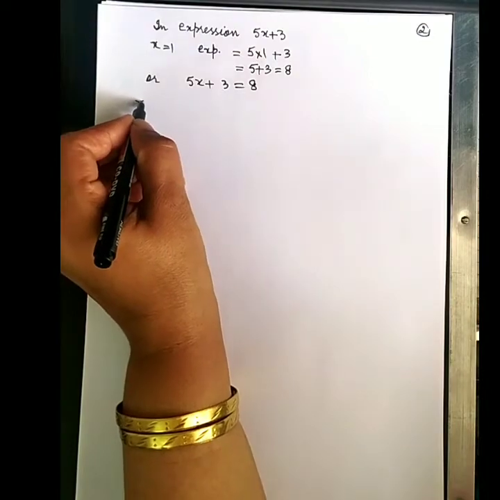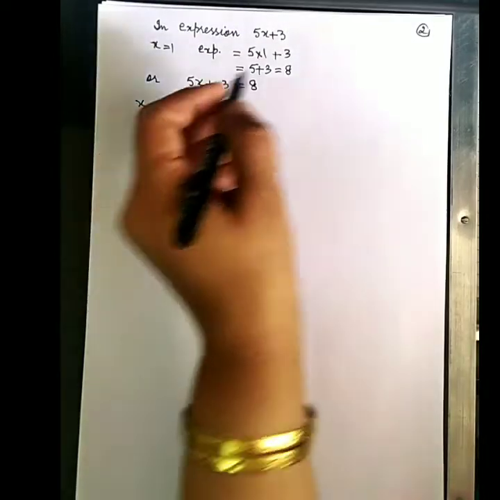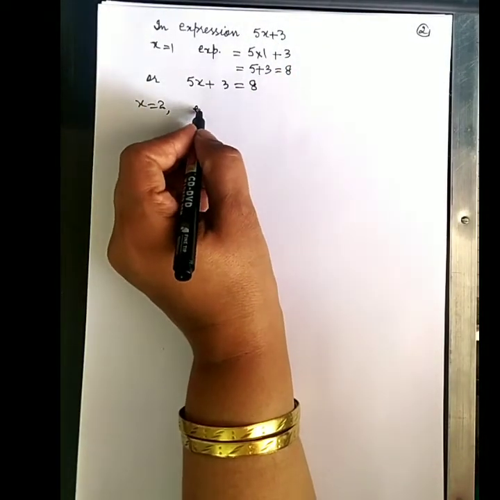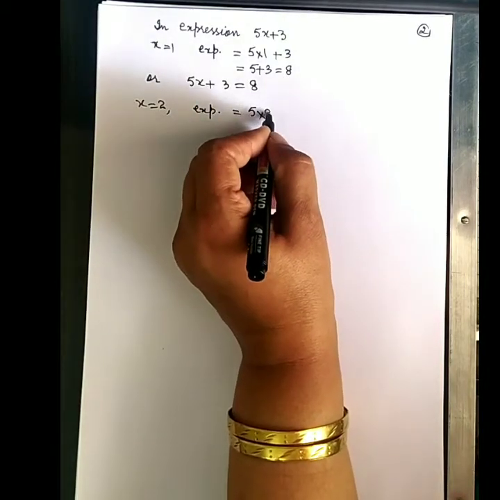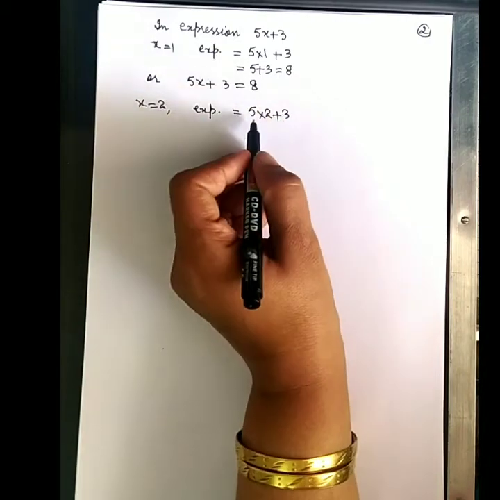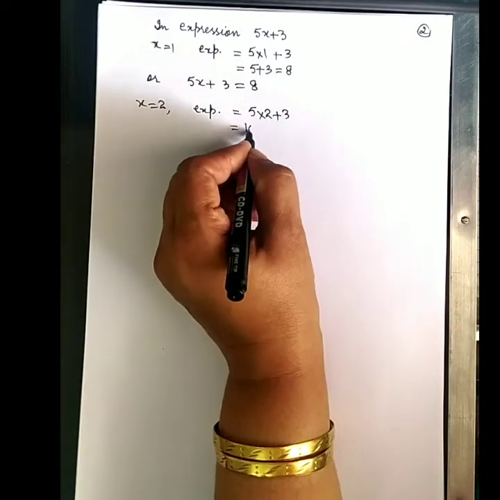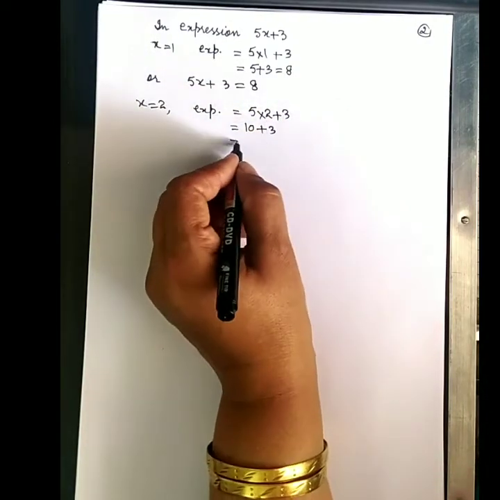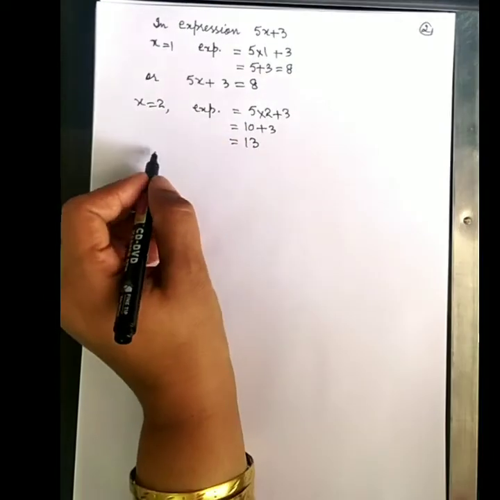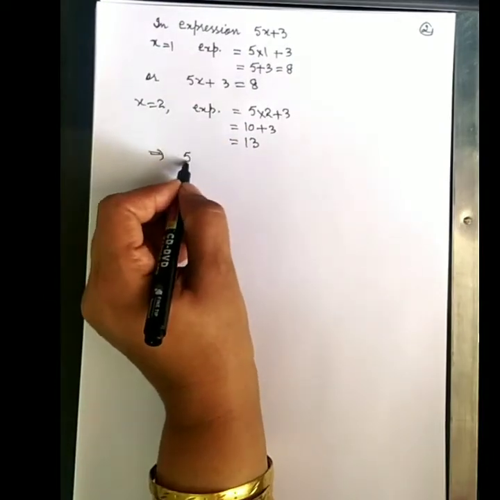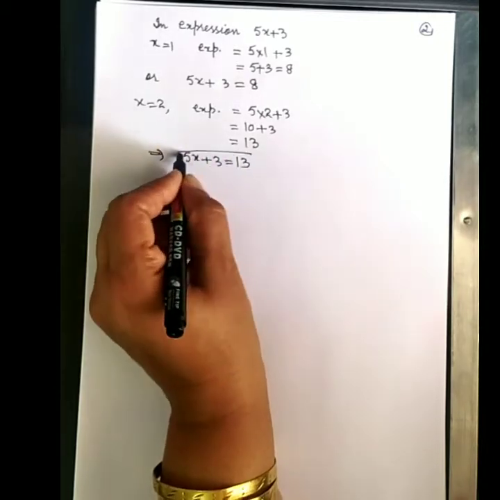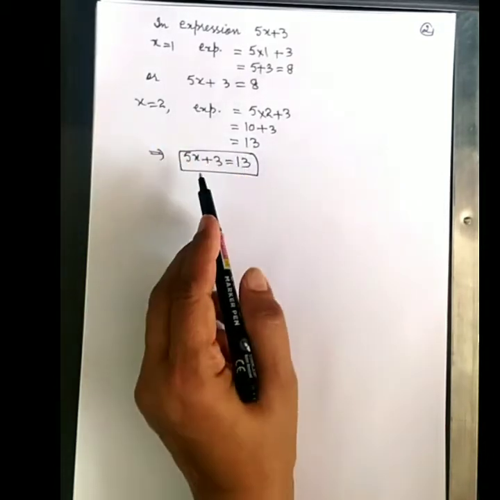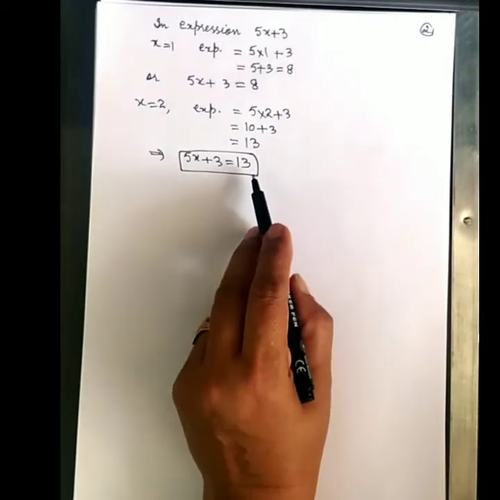Suppose x is equal to 2. Then what is the value of this expression? Expression will be 5 multiplied by 2 plus 3. Put x as 2. So it will be 10 plus 3, that is 13. That means 5x plus 3 is equal to 13. This is called another equation.